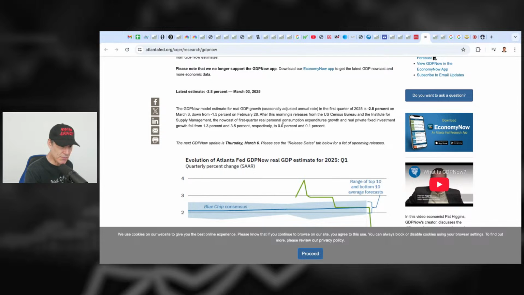And it's, again, because of personal consumption expenditures growth, because that fell from 1.3 down to 0, and real private fixed investment growth fell from 3.5 down to 0.1, basically 0 as well. So, I mean, straight off a cliff, especially for the fixed investment growth.